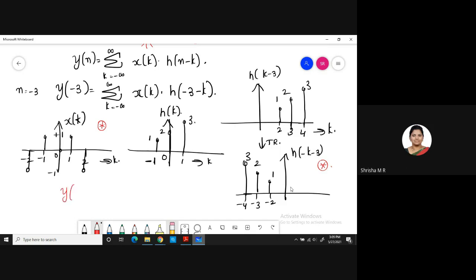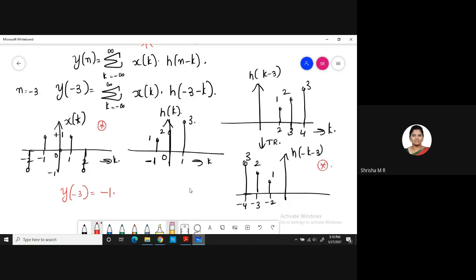So I can write y of -3 is equal to, here at -2 you have -1, here at -2 you have 1. So -1 into 1 it is -1. So y of -3 is equal to -1. Got it? Here at y of -3 my value is -1. You have to find like that for up to 3, why n is equal to 3. So we have found for n is equal to -3.